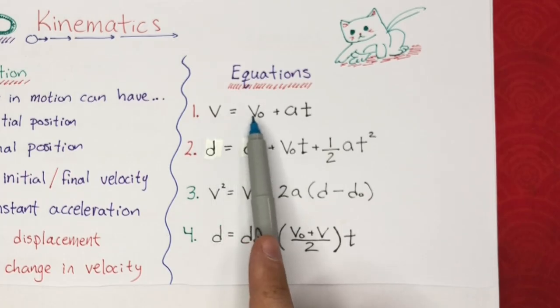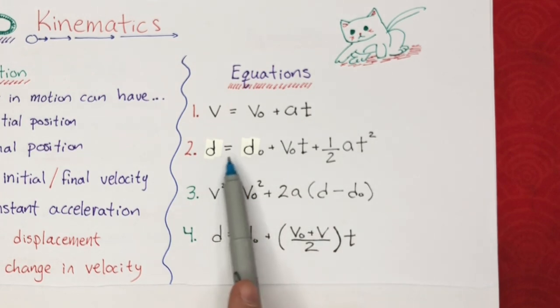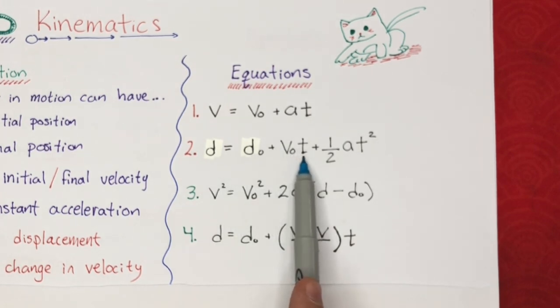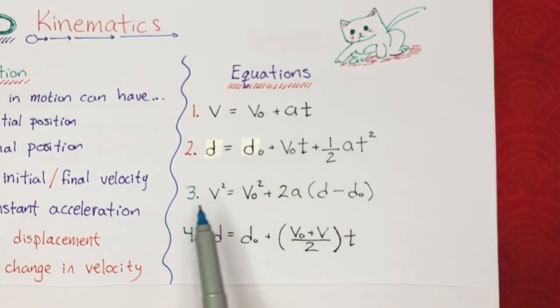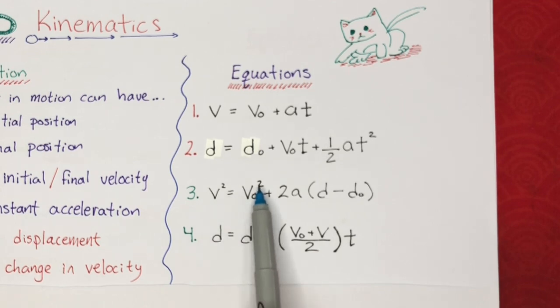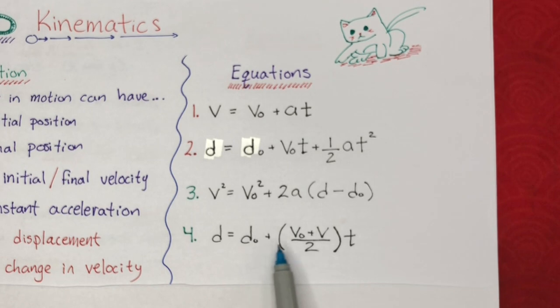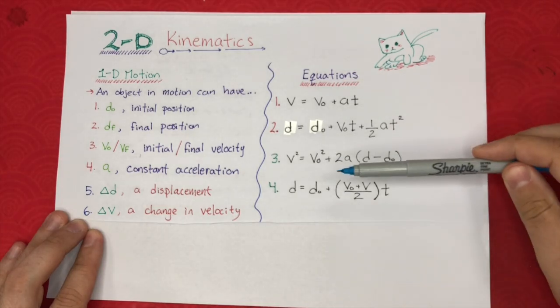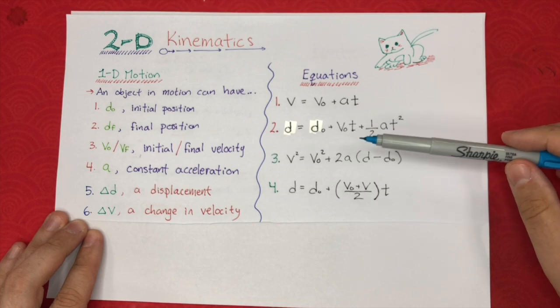There's v equals v0 plus at, d equals d0 plus v0t plus 1/2 at squared. There's v squared equals v0 squared plus 2a times d minus d0, and there's d equals d0 plus (v0 plus v over 2) all multiplied by t. These are the main equations of 1D motion.